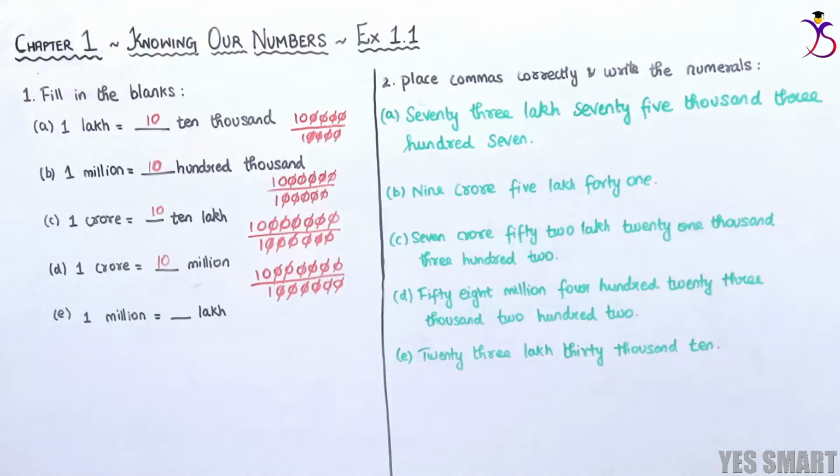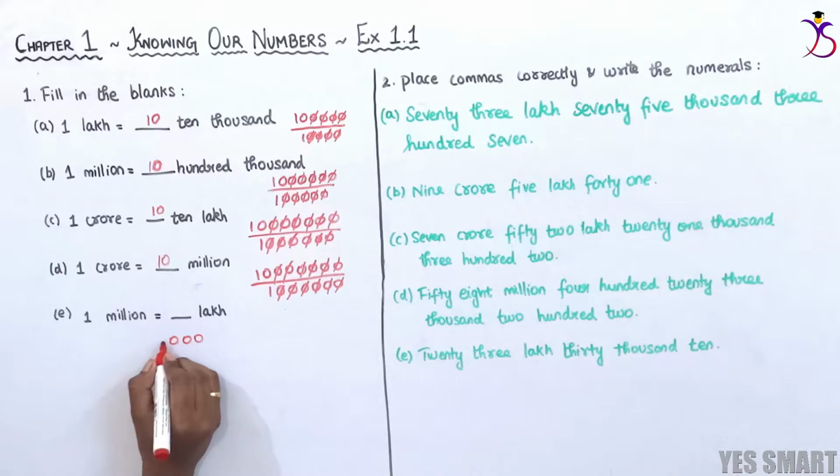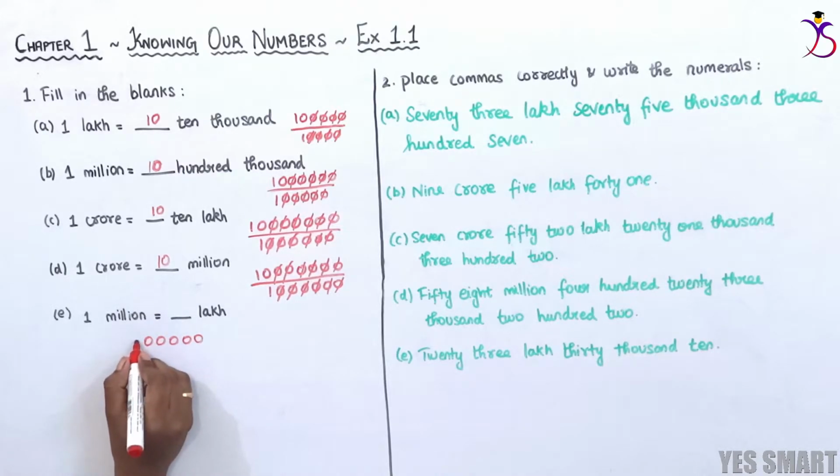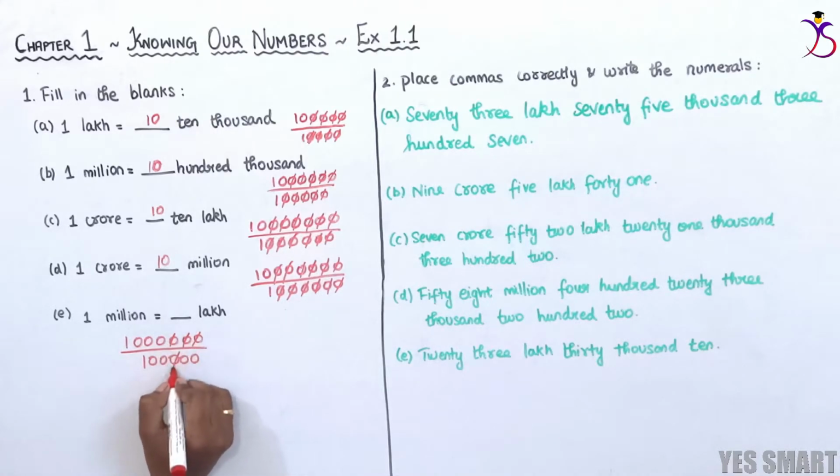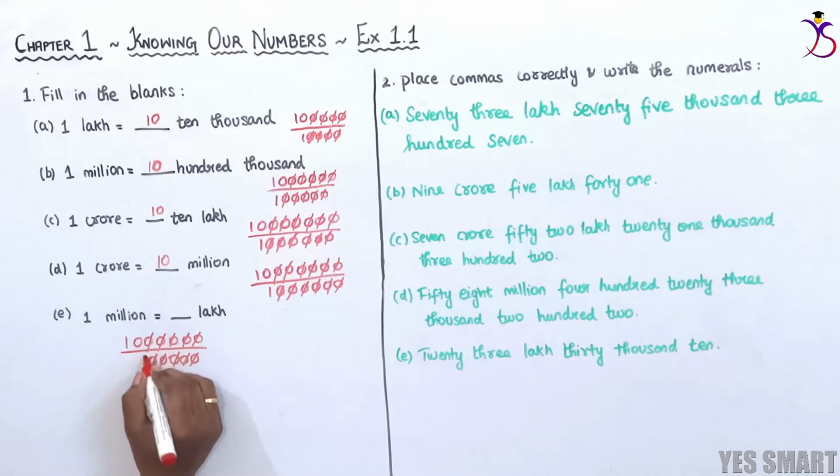And the last subdivision, 1 million equal to dash lakh. Ones, tens, 100,000, 10,000, 100,000, 1 million, by lakh. Now let's cancel all the zeros. So we will have the answer 10. So 1 million equal to 10 lakh. In order to convert, we have to write the exact value divided by the asked term and find the final answer.